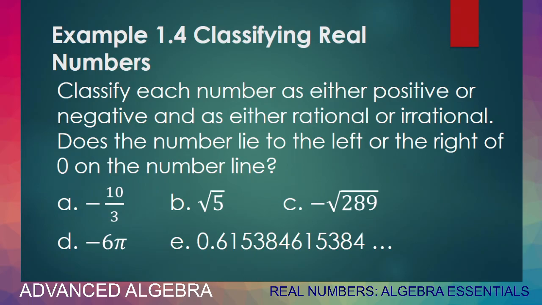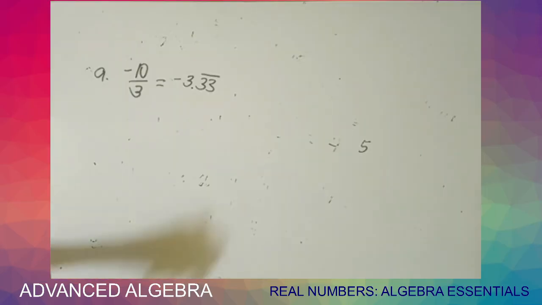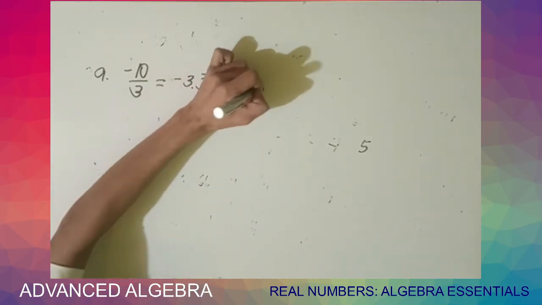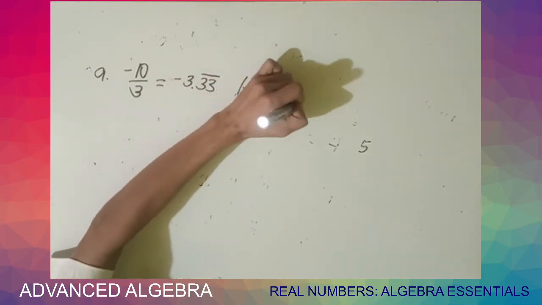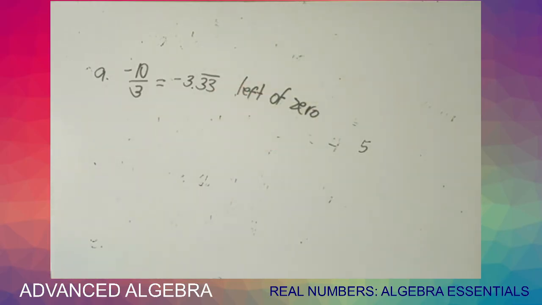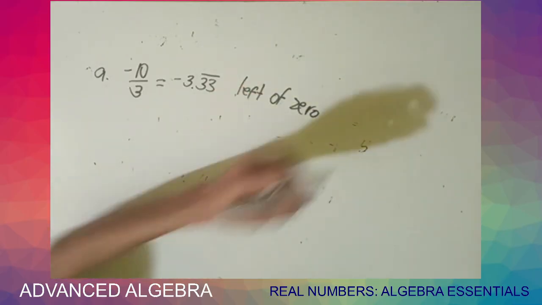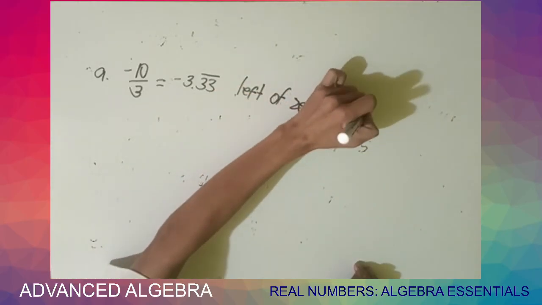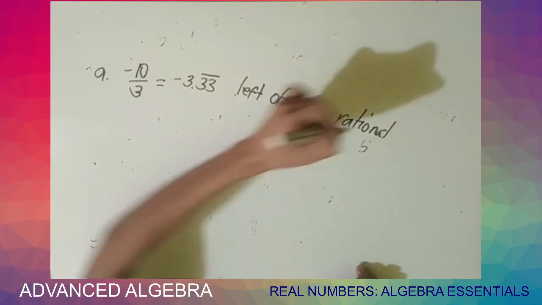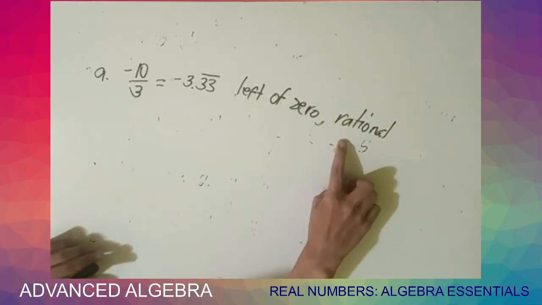So saan siya natin matatagpuan? Sa left ng 0 o sa right ng 0? Okay, so left of 0. Yan. So nasa left of 0 siya. Then siya ay rational, since siya ay repeating decimal. Okay, rational yan.